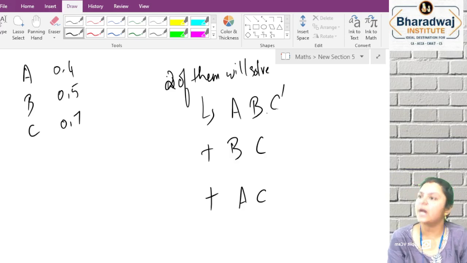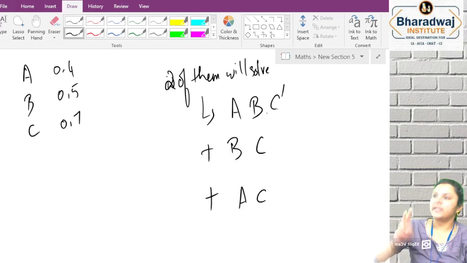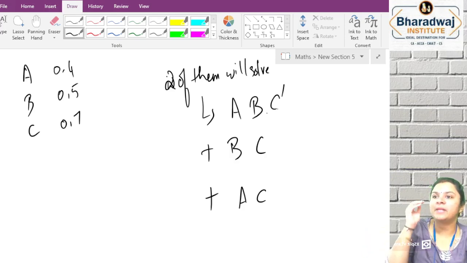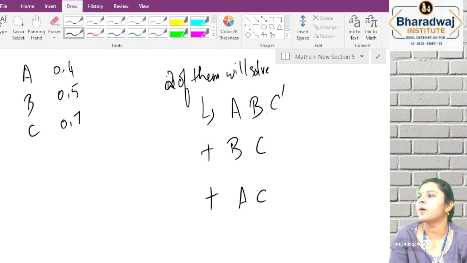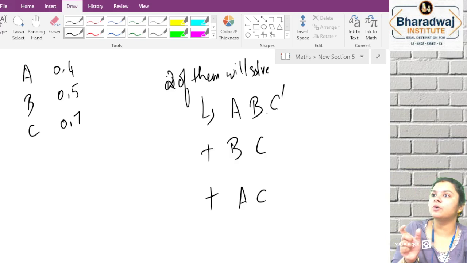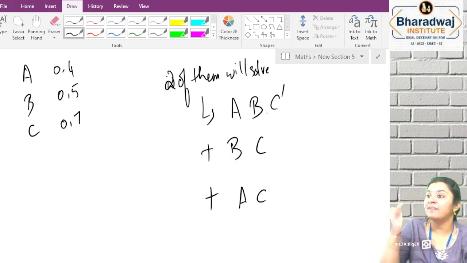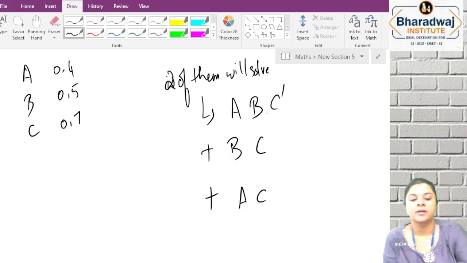So when I say 2 have to solve, I mean that exactly 2 have to solve. So the third person should not solve. However many people are there in the scenario, that many people should come in your probability also. In each outcome, every individual will be considered, every item will be considered.